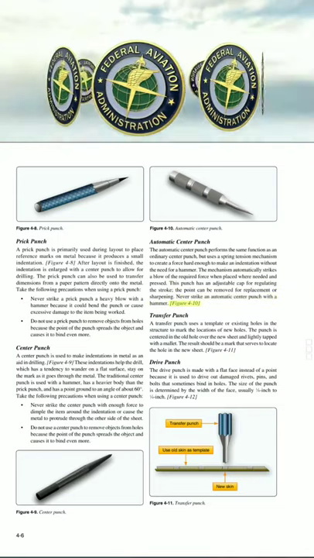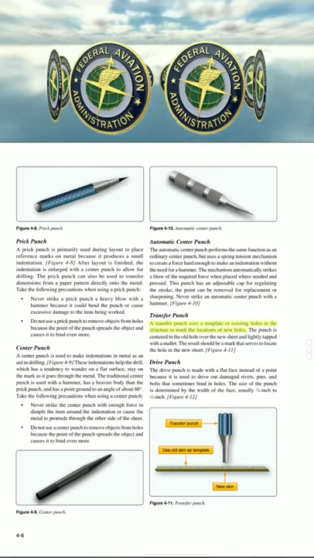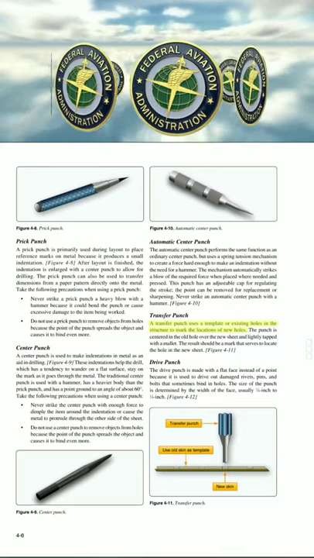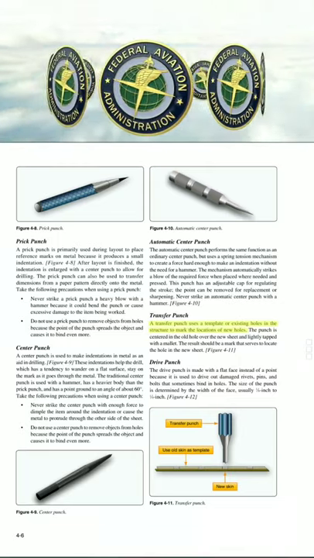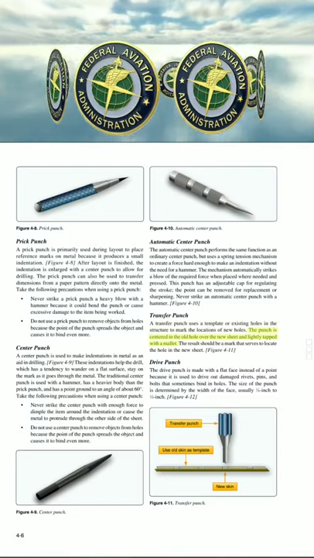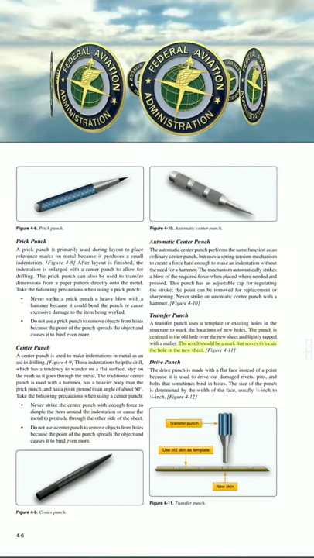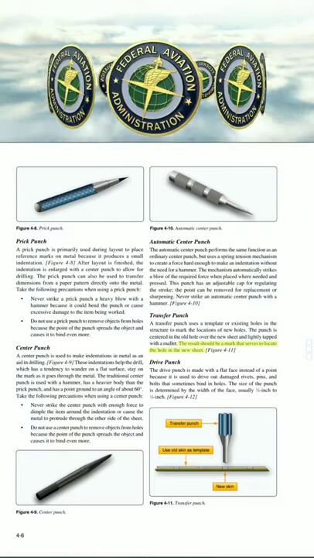Figure 4-10. Transfer punch. A transfer punch uses a template or existing holes in the structure to mark the locations of new holes. The punch is centered in the old hole over the new sheet and lightly tapped with a mallet. The result should be a mark that serves to locate the hole in the new sheet.